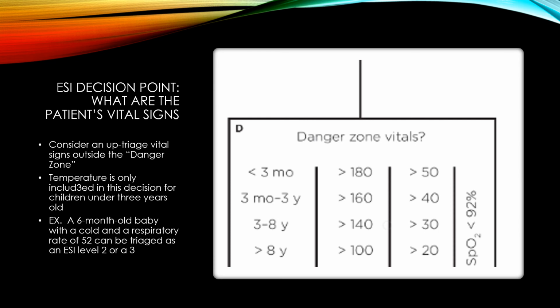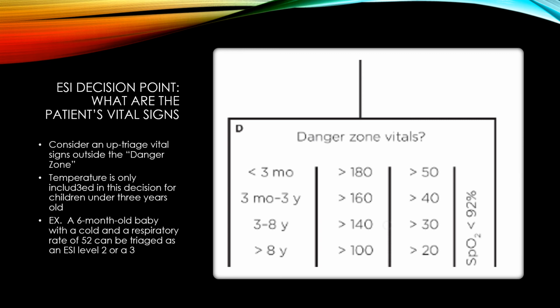1 to 28 days of age, you should assign at least an ESI level 2 if rectal temperature is over 100.4. 1 to 3 months of age, consider ESI 2 if rectal temperature is over 100.4. And 3 months to 3 years of age, you can consider an ESI level 3 if the rectal temp is over 102.2, or they have incomplete immunizations, or there's no obvious source of fever.